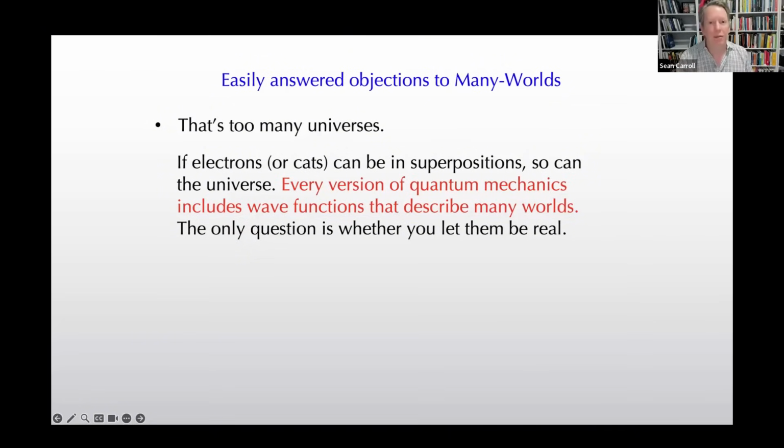If you believe that an electron can be in a superposition of one... Did I freeze? We have a question. Oh, there's a question.